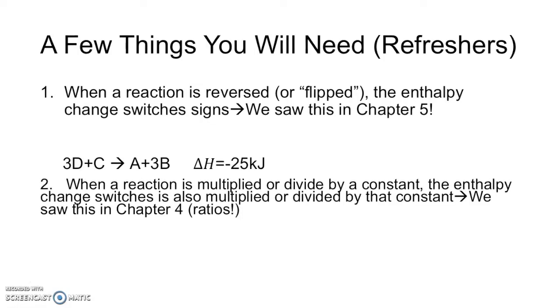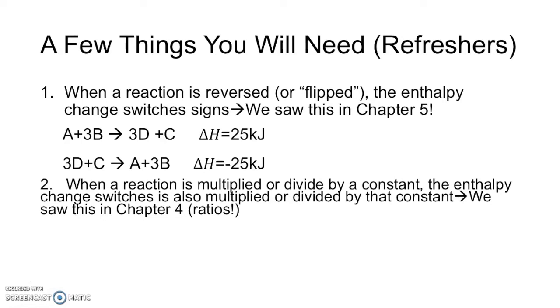Now before we start, there are 2 things I need to remind you of. Number 1 is from chapter 5, where we saw that if we reverse the reaction, the enthalpy change switches signs. And the example is right here. You've got A plus 3B going to 3D plus C with an enthalpy change of positive 25 kilojoules. If you were to flip the reaction around, the enthalpy change would become negative 25 kilojoules.